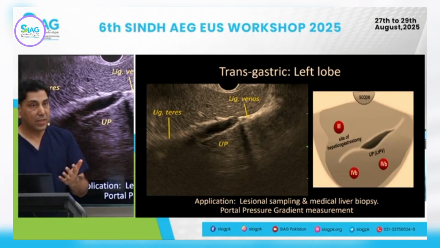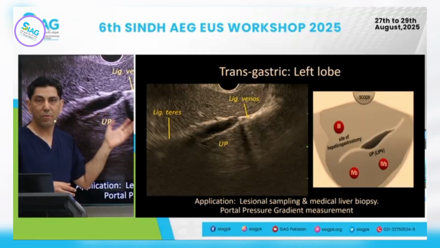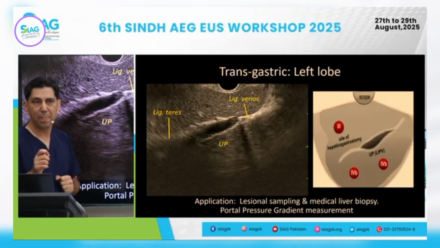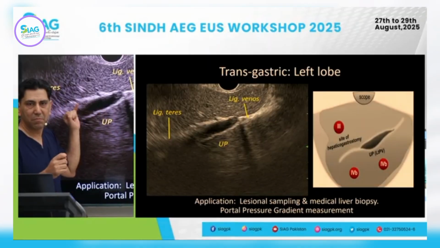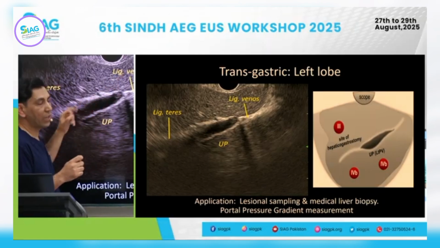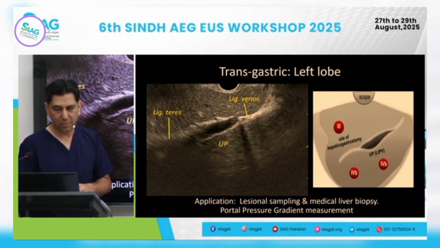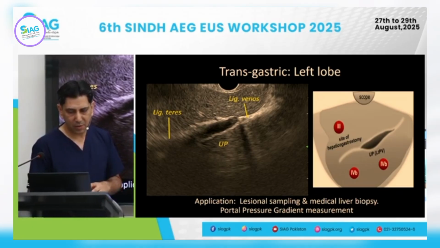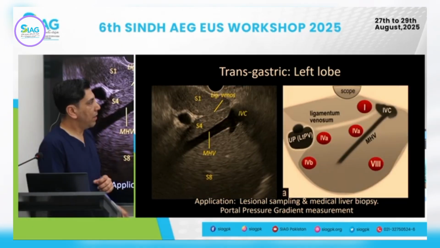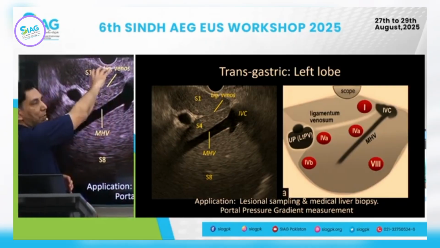Now, the advantage at this stage is that this is mostly the site where we want to do the portal pressure measurement. It is very easy to access, easy to puncture without any massive problems. So, a good site to do the portal pressure measurement. Still staying in the stomach. As we further rotate, you will start to lose segment 1.